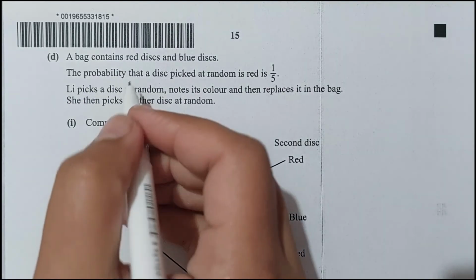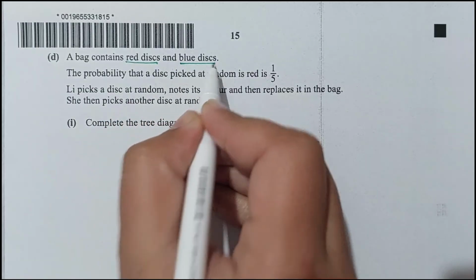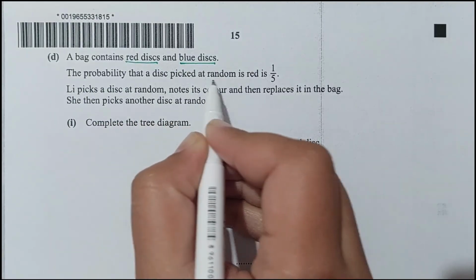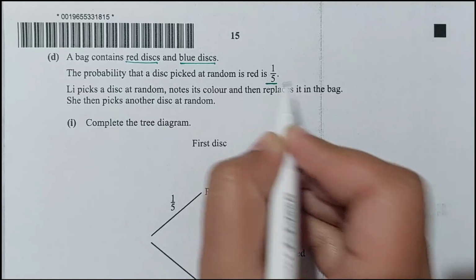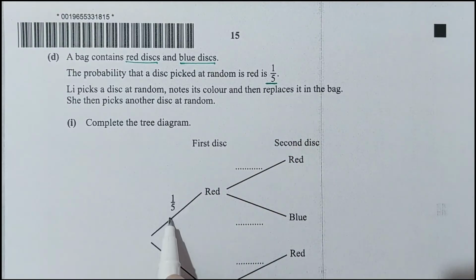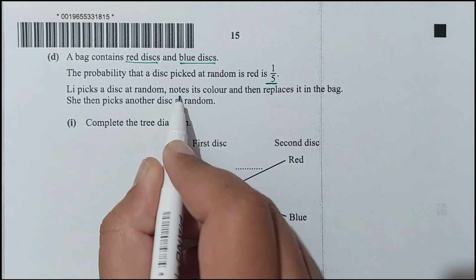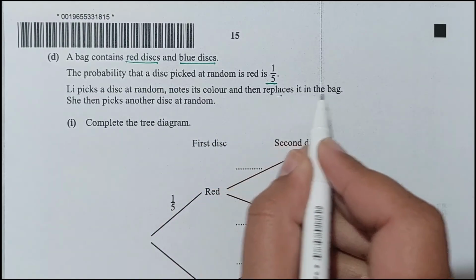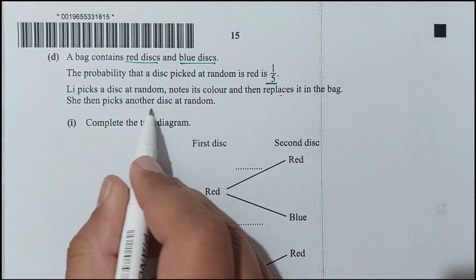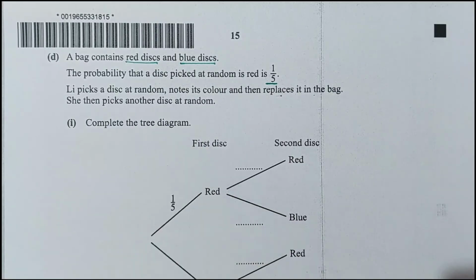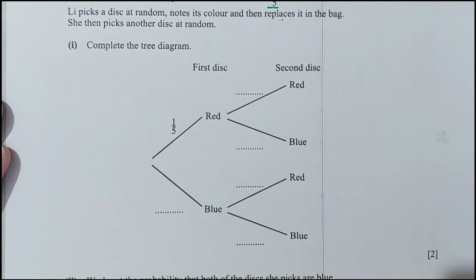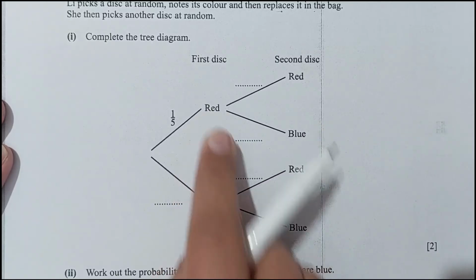Part D, a bag contained red discs and blue discs. The probability that the disc picked at random is red is 1 by 5. Red probability is 1 by 5. Lee picked a disc at random, noted its color, and then replaces it in the bag. Then she picked another disc at random. Number 1, complete the tree diagram. The first disc and the second disc. Red disc and blue disc.